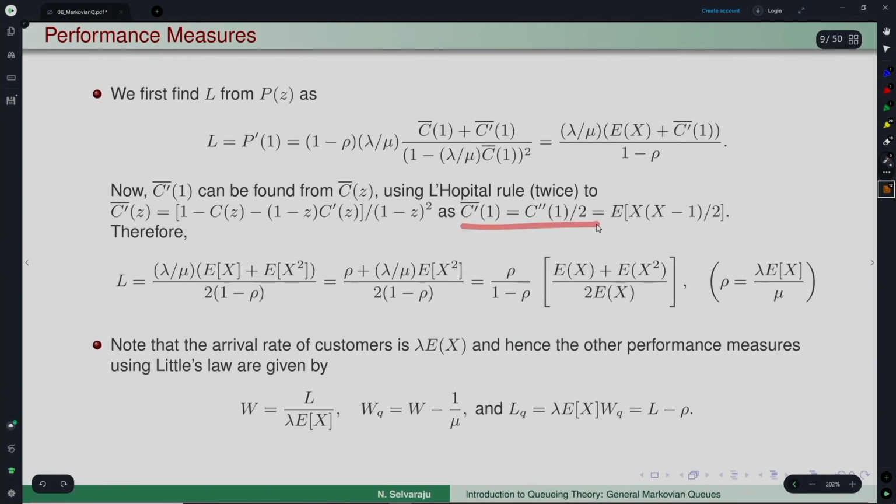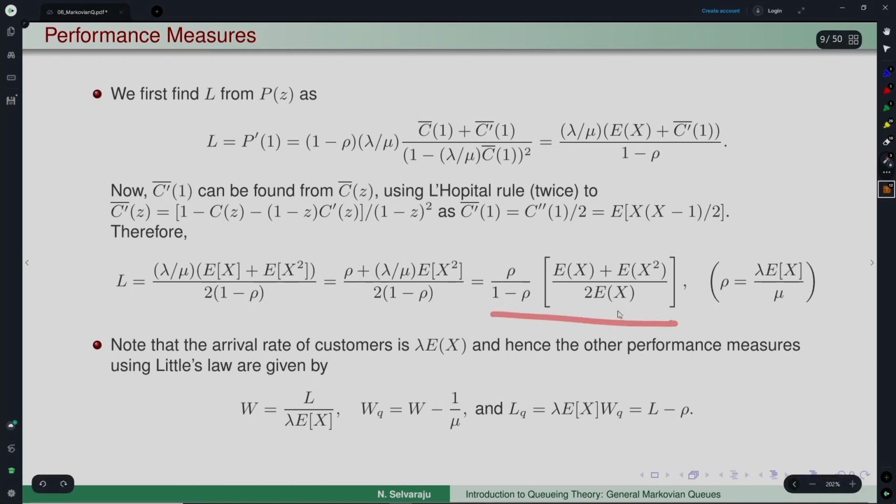So, here C double dash 1 by 2, but C dash x is basically the generating function of the batch size probabilities. So, this is nothing but the factorial moment, expectation of x into x minus 1, which is this C double dash 1, that is what we are writing here. Once we know this, you plug it here, then you will get this expression, where my rho is lambda times expectation of x by mu, right.